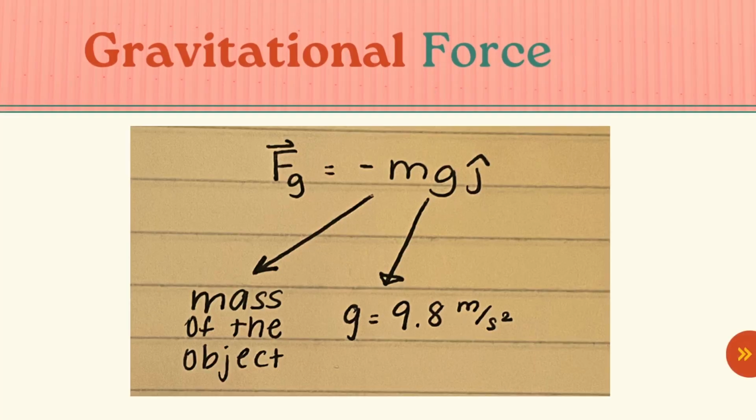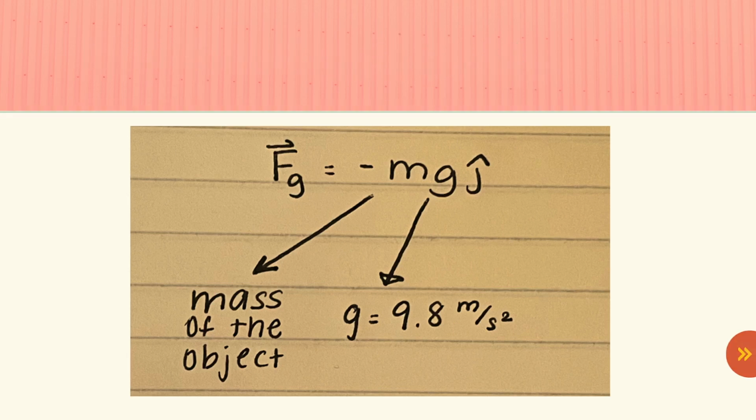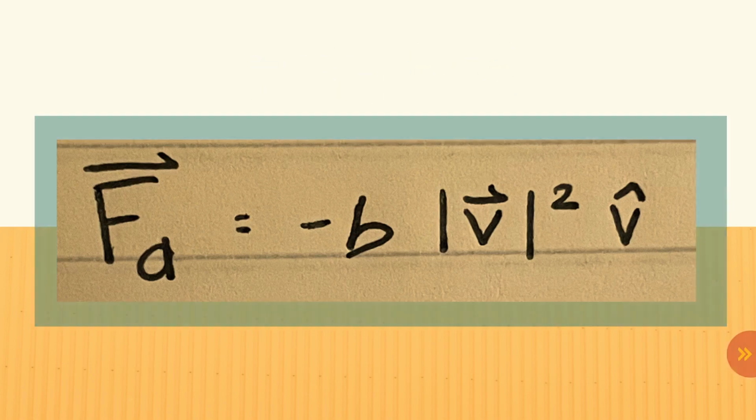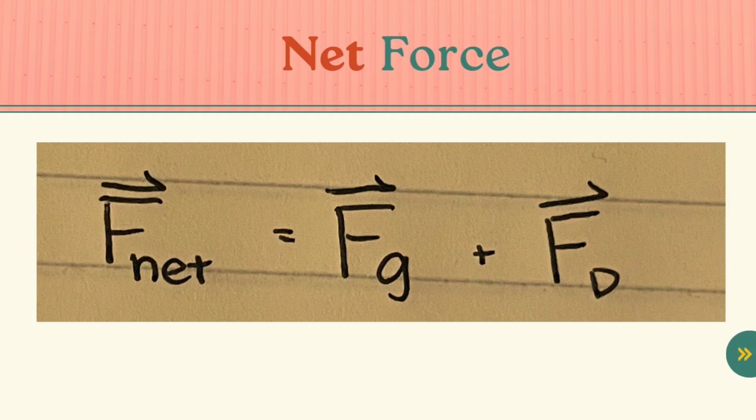Gravitational force is equal to negative mg j hat, where m is the mass of the object and g is 9.8 meters per second squared, which is gravity on Earth. The drag force is equal to the drag constant times the velocity squared, v hat. Then our F net is going to be the gravitational force plus the force of drag.